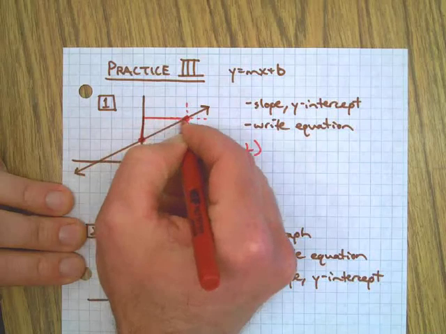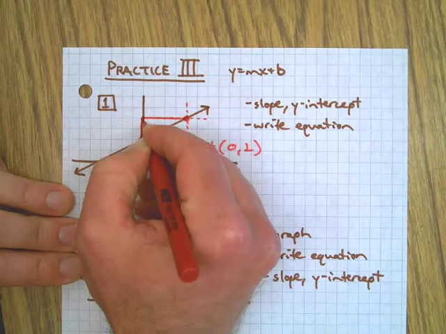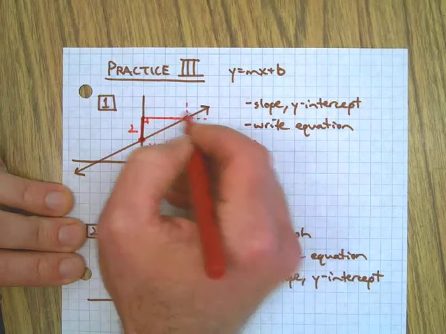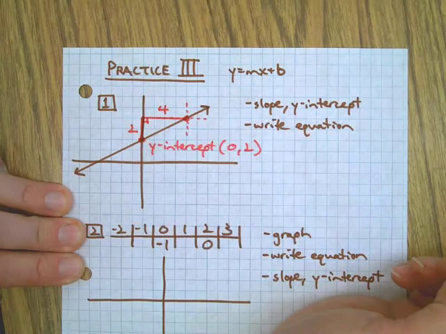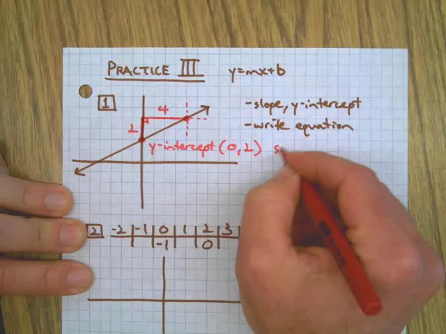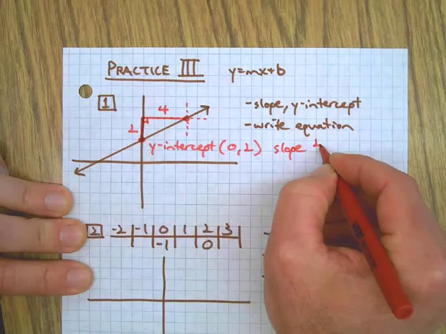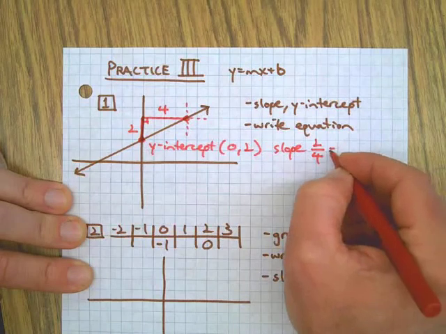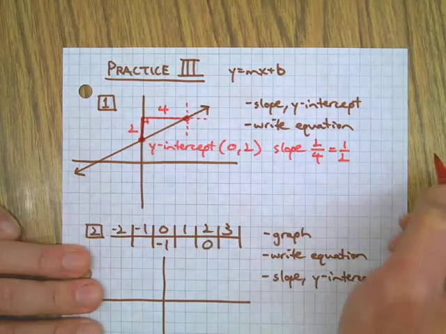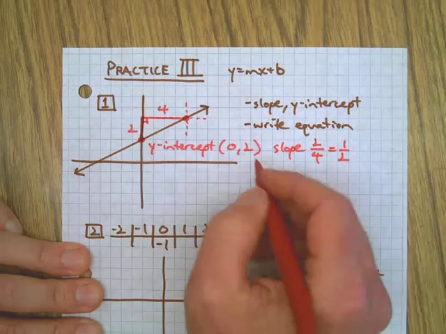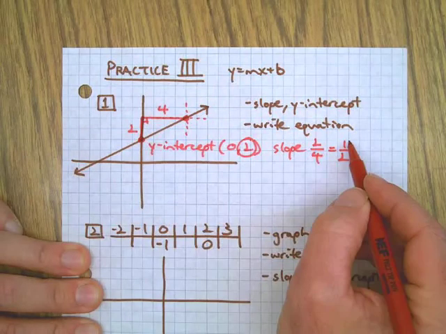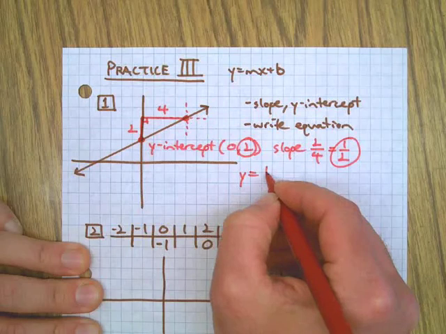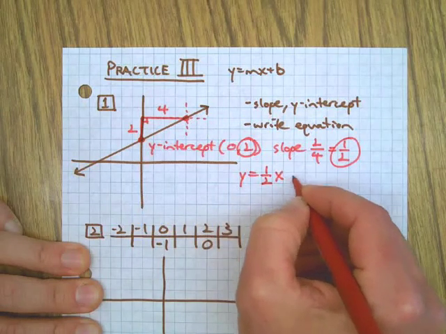If I make a slope triangle, then I can have the slope of that line. It goes up 2 and to the right 4. So the slope is up 2 over 4. Can that be simplified? Yes! 1/2. So to write the equation, I need that, and I need that. y equals slope, intercept.